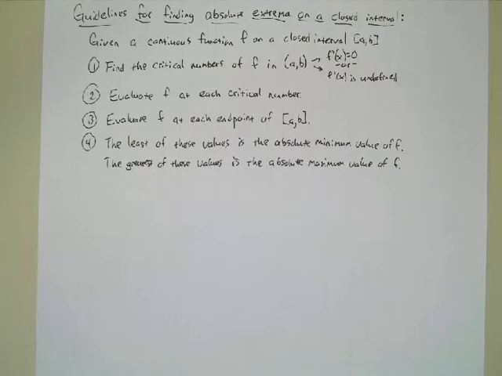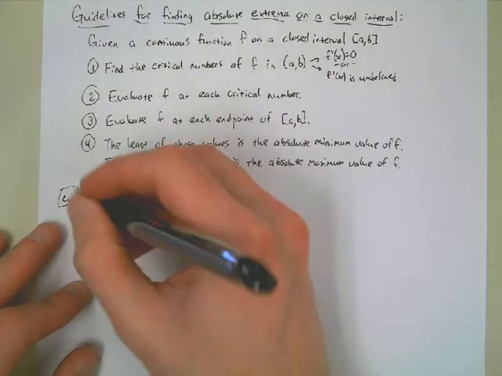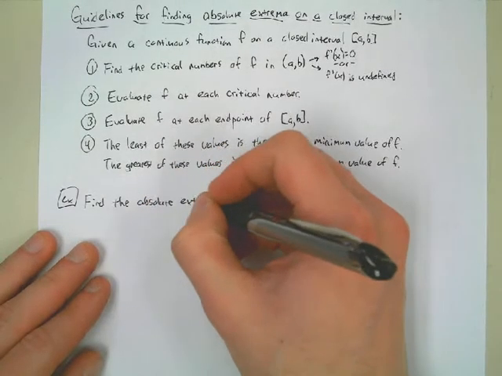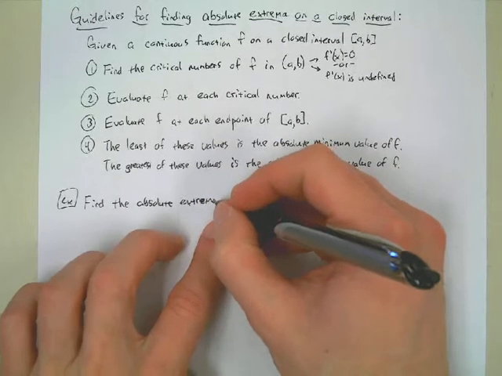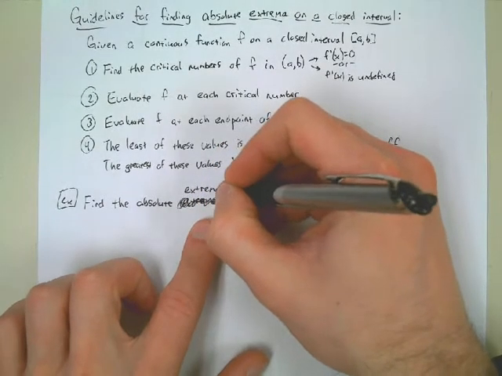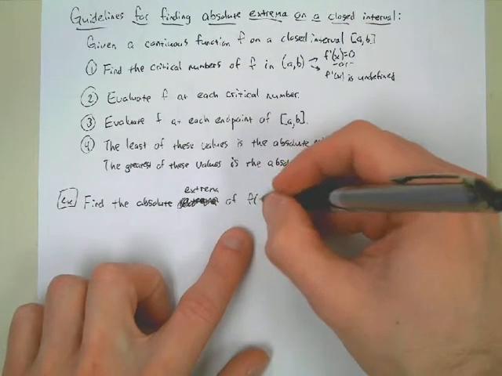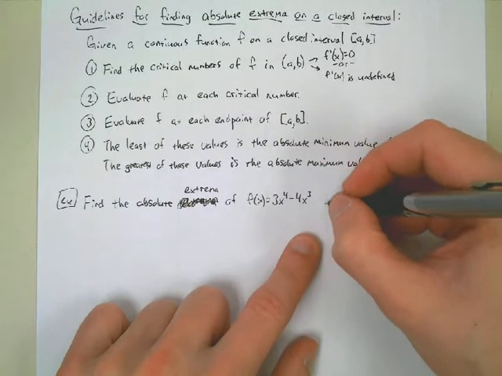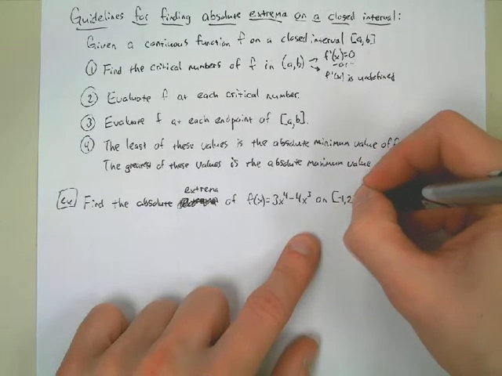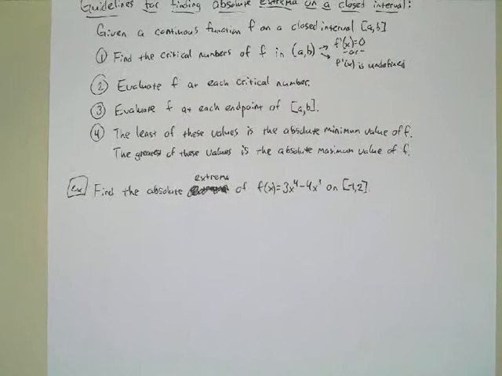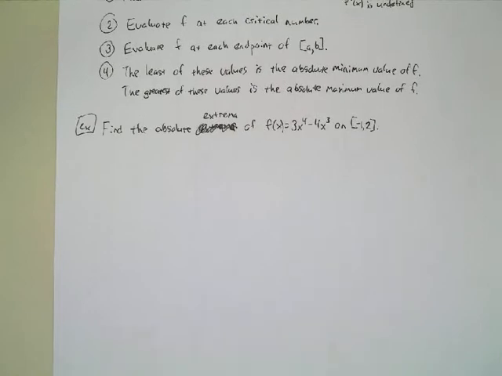Okay, so let's do an example here. Let's find the absolute extrema of f of x equal to 3x to the 4th minus 4x cubed on the interval negative 1 to 2. So let's get a little sketch of this first, just to see what we're dealing with.